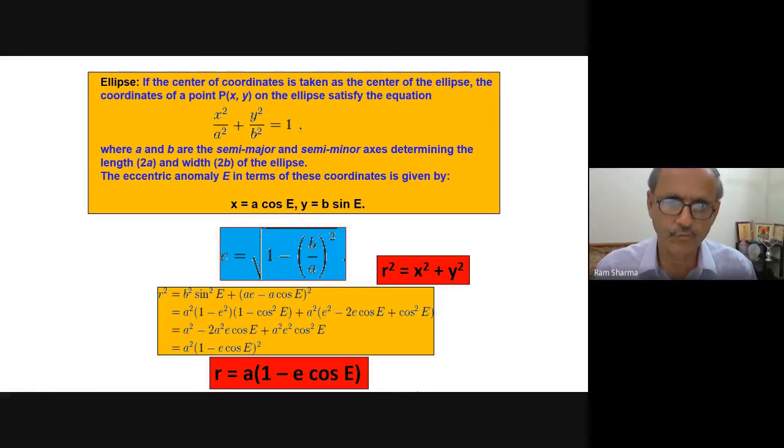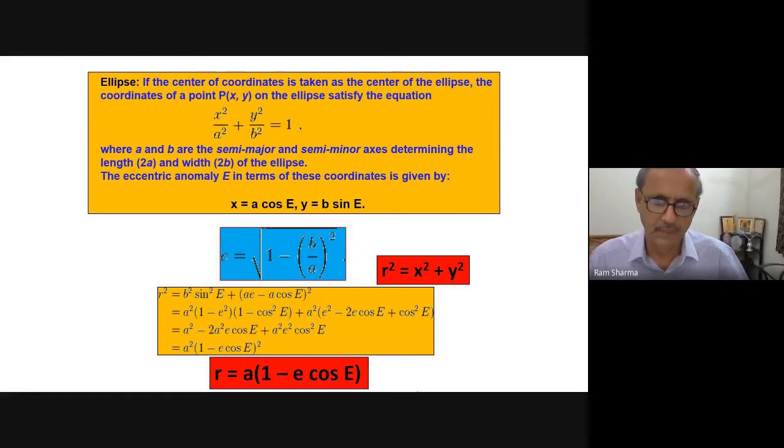And when we use this and E, we know that 1 minus B square by A square, and R square is X square plus Y square. When we substitute the values in terms of eccentric anomaly from the above parametric equation and simplify them, we get the equation R is equal to A into 1 minus E cos E. These are all very useful when we do our analytical research, or even for calculations.